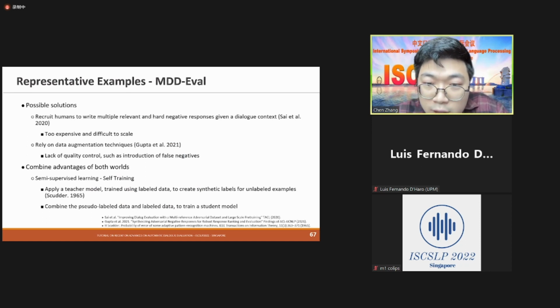So how can we combine the advantages of both the human method, which is high quality, and the data augmentation techniques, which enable us to collect large-scale data? We rely on a semi-supervised learning method called self-training. Basically, we train a teacher model with high quality labeled human data. Then we use the teacher model to create synthetic labels for the unlabeled examples generated with the data augmentation techniques. After that, we combine the pseudo-labeled data and the human-labeled data to train a student model to perform the task.